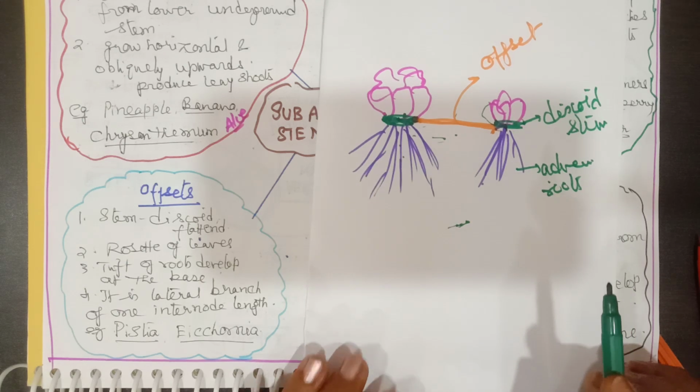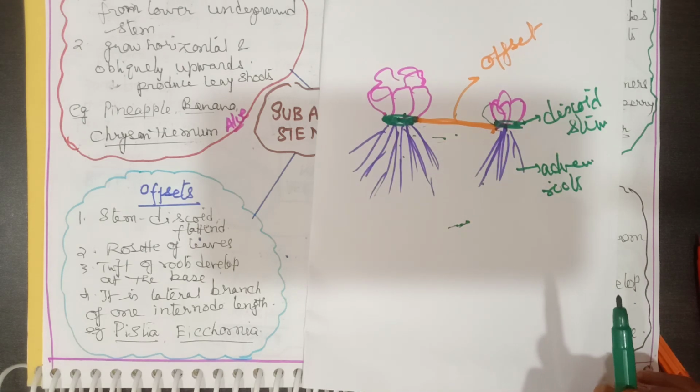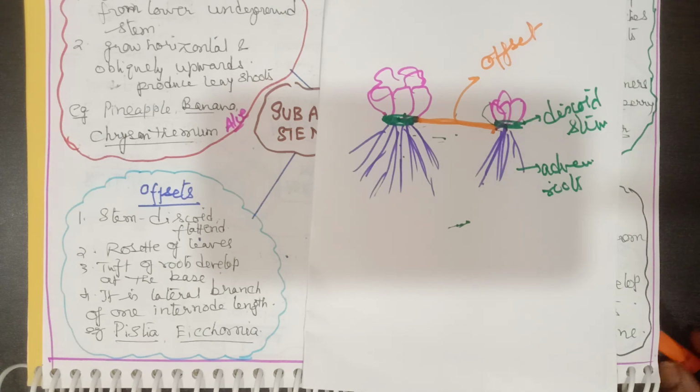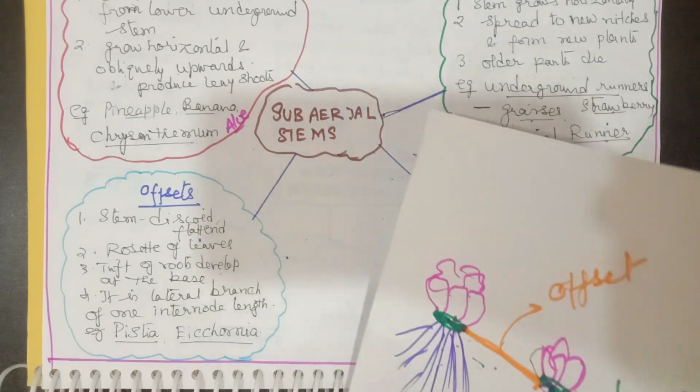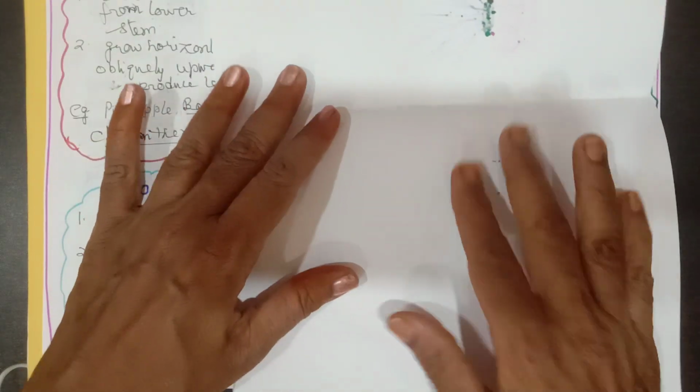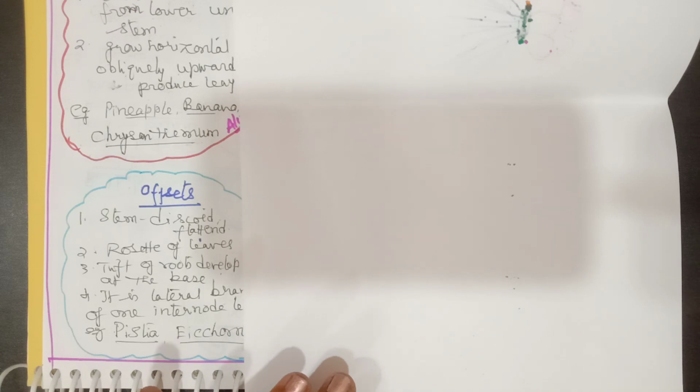So that is about the different types of subaerial modifications. Here we have seen that all subaerial modifications are useful in vegetative propagation. For all stem modifications, if you have to learn, we can summarize it. A summary for everything is very important. Suppose you have to remember the examples. First write it in a tabular form and then write down all the examples. That is the best way to learn it. So if you have to summarize this, we can start this way.